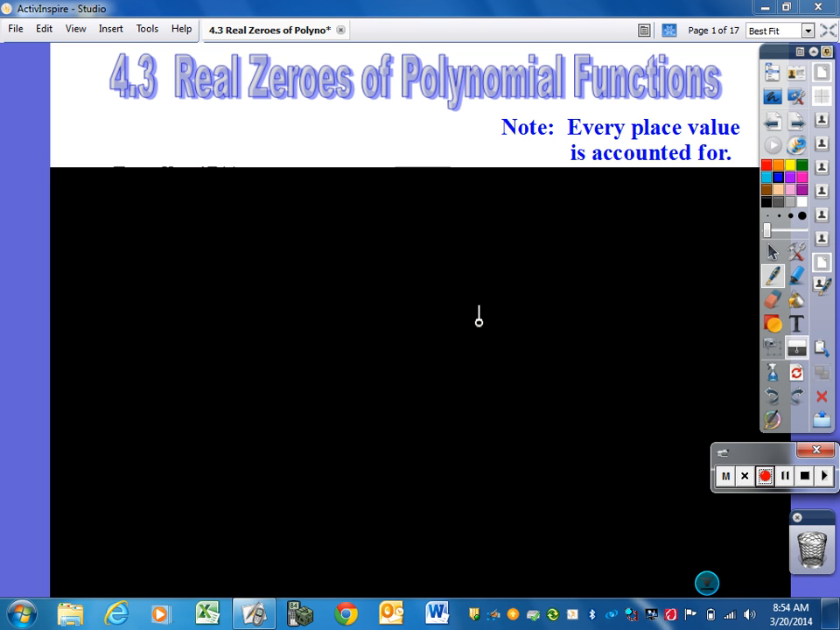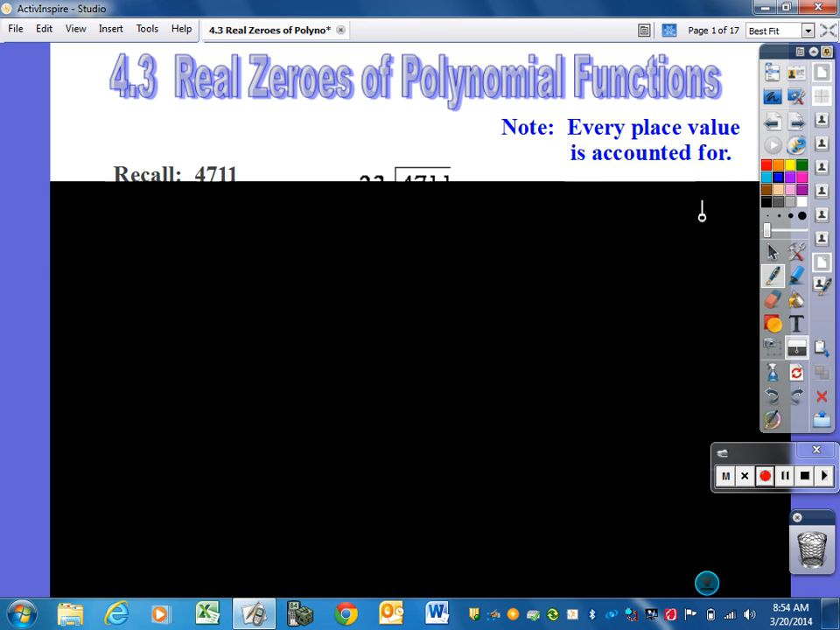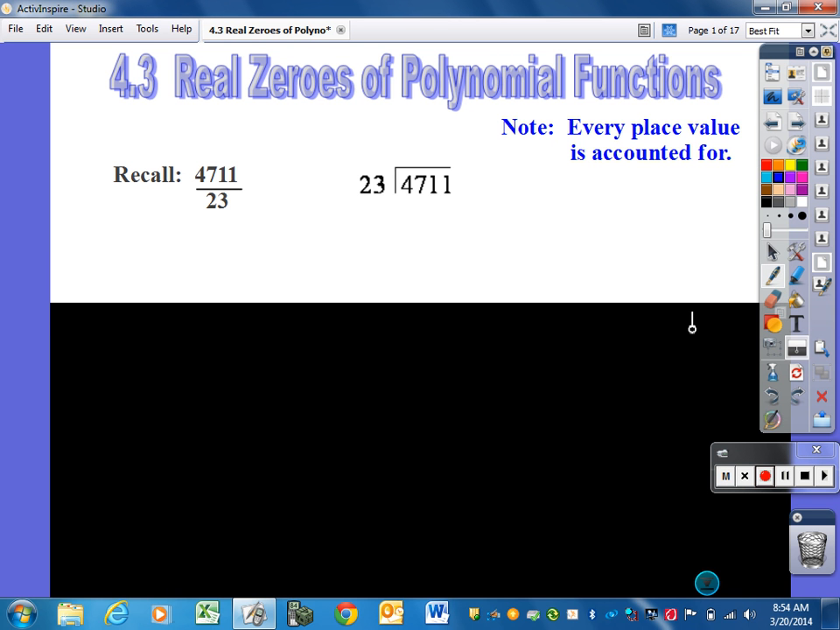Today we're going to be talking about finding the real zeros of polynomial functions. And so we're going to go back in time and we're going to do some dividing. The first way you learned to divide was when you had the fraction 4,711 divided by 23. You took the denominator and made it the divisor of 23, and inside the divisor box, you put the dividend of 4711.